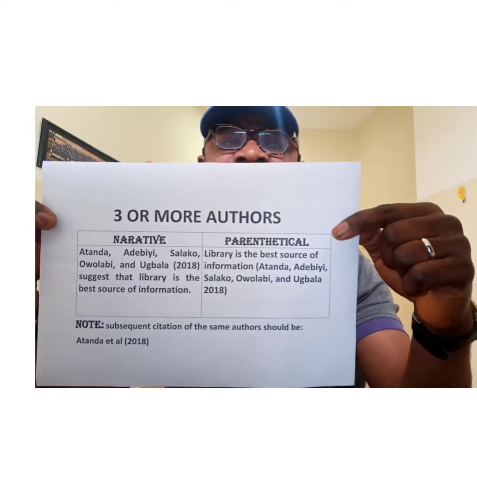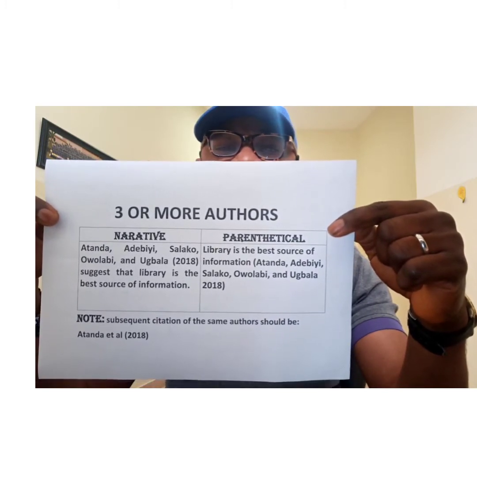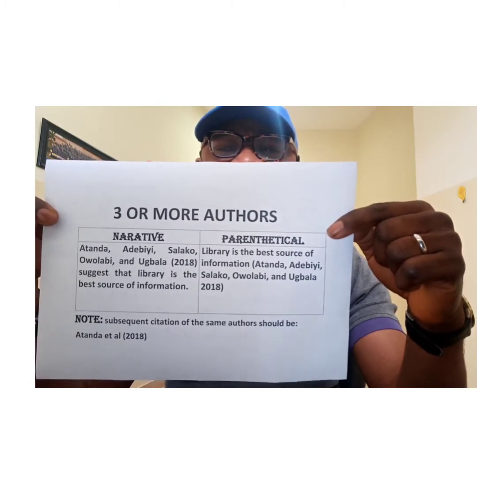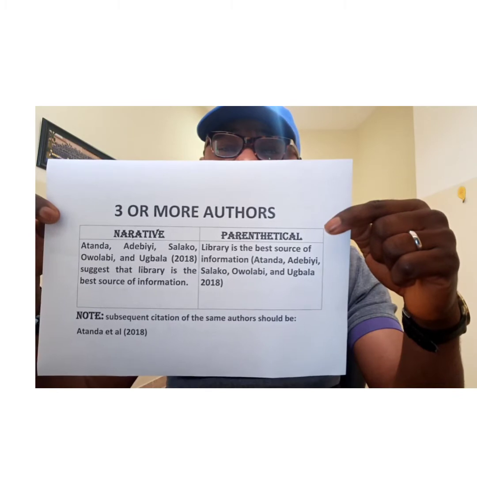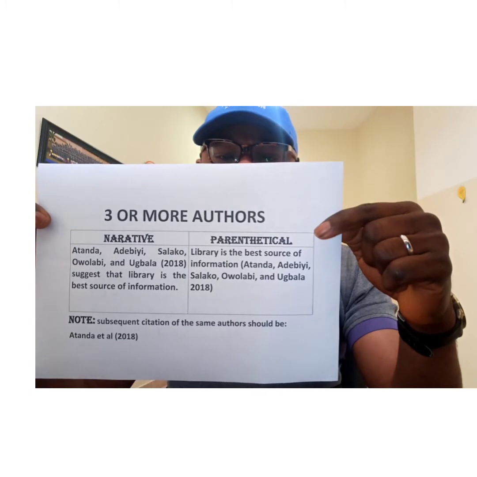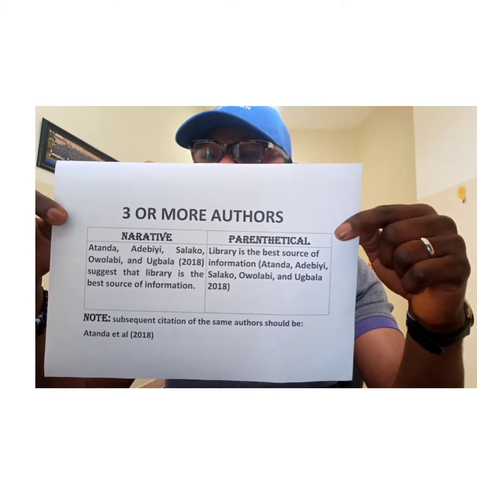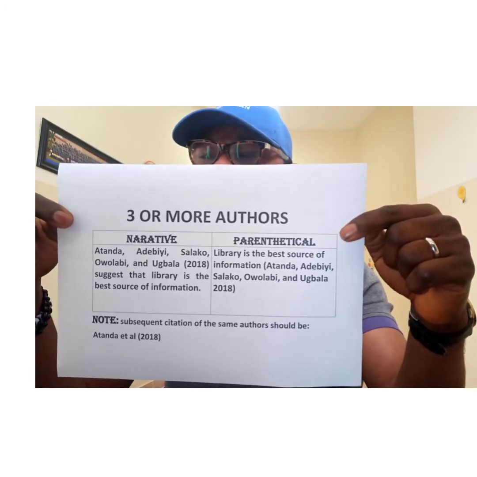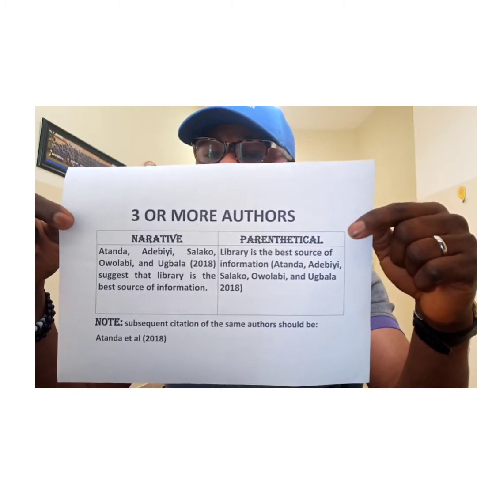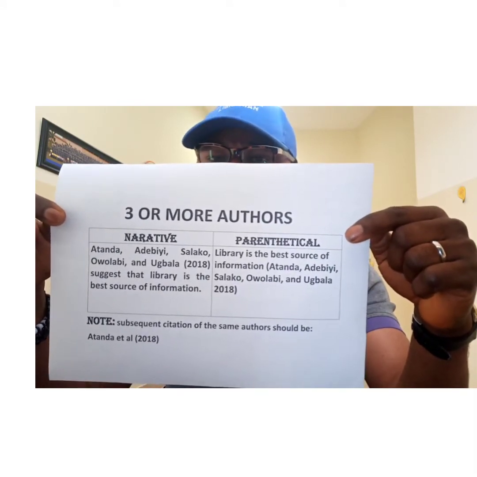Now, for example, Atoda, Adebi, Salako, and Ubala 2020 suggest that library is the best source of information. That is narrative. We can see it is infused in the sentence that I'm paraphrasing or citing. Now, parenthetical: library is the best source of information, bracket open, Atoda, Adebi, Salako, and Ubala 2020. It is separated by parentheses, sorry.